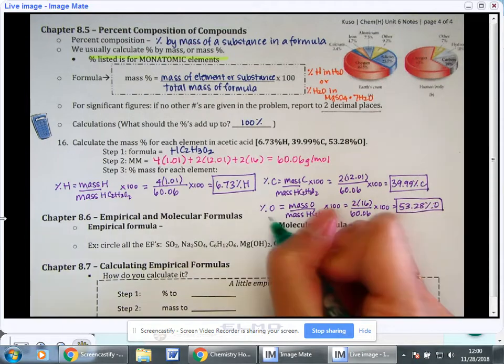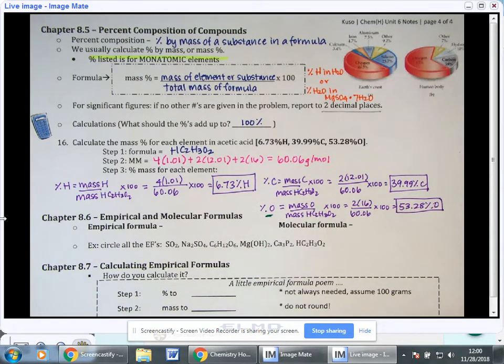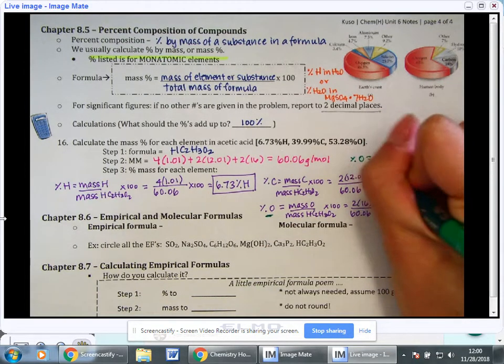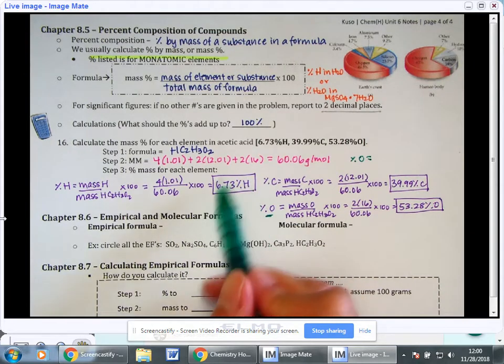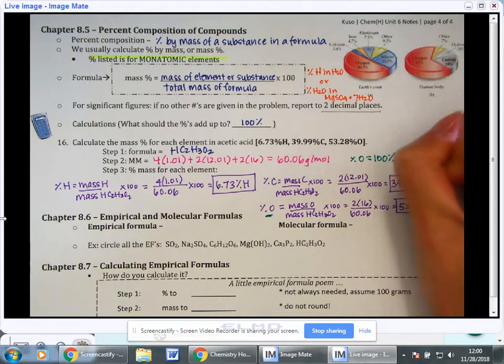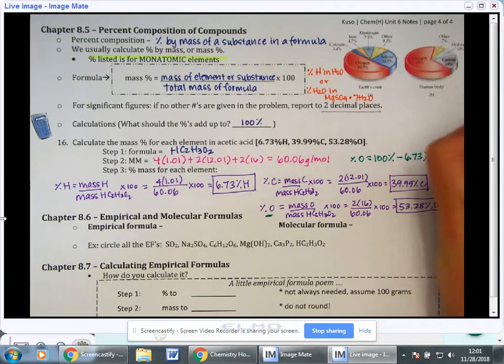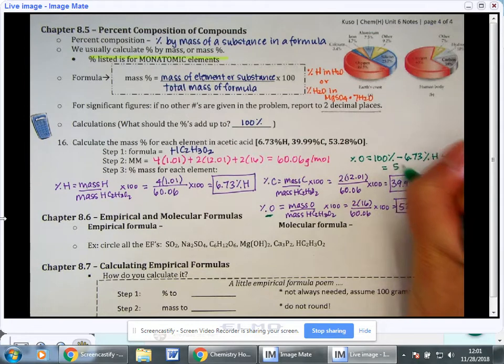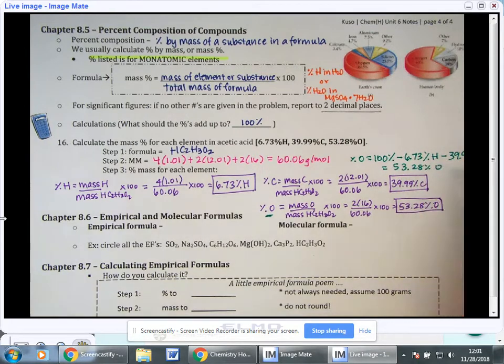I just wanted to show you one alternate way to calculate, let's say, oxygen. For oxygen, if I already am confident about my hydrogen and my carbon, and I know everything adds up to 100%, I could take 100% minus 6.73% for hydrogen minus 39.99% for carbon, and I should get the 53.28% oxygen. So that's just one alternate way of calculating one of the last element percentages.